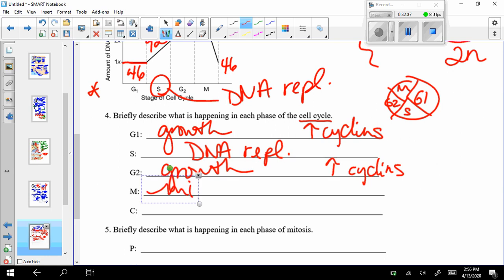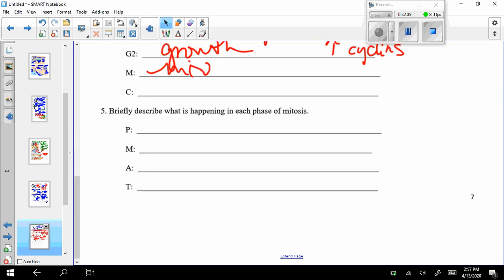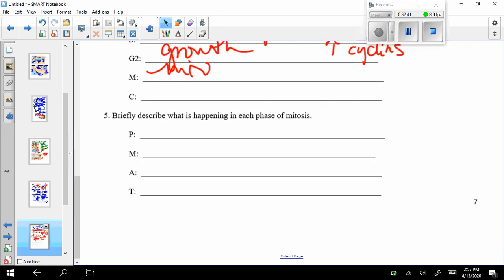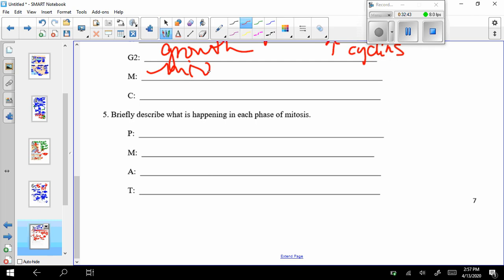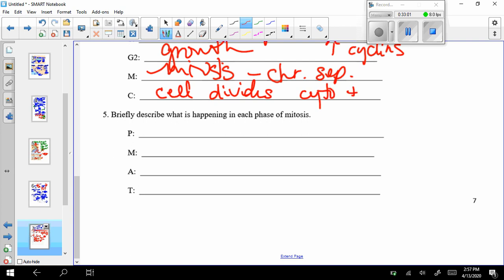M is mitosis. So this is when, whoops. Oh boy. All right, let's go back to here. Mitosis. This is when the chromosomes are separated. They already duplicated, but now they have to separate. And cytokinesis is when the cell divides. So not the chromosome, but the actual cytoplasm and all of the organelles have to separate.